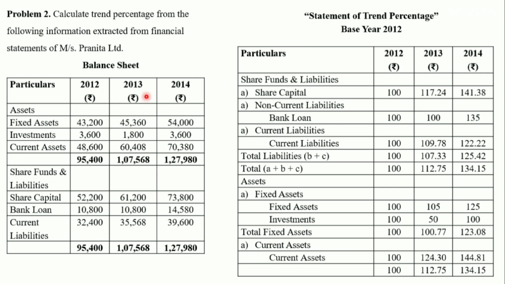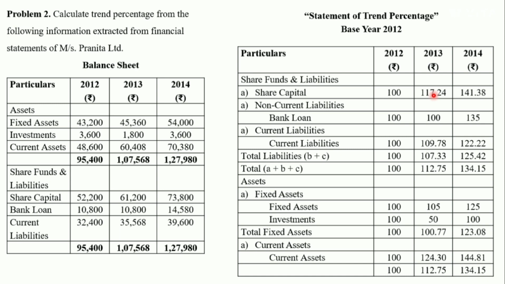2012, 2013 and 2014. Here, first step is we have to decide one year as a base year. Here I have decided 2012 as a base year. That's why all figures I have written here 100. Okay, first of all I have written down the share funds and liability. Share capital 100 for the base year. Now I have to calculate the trend ratio for 2013.